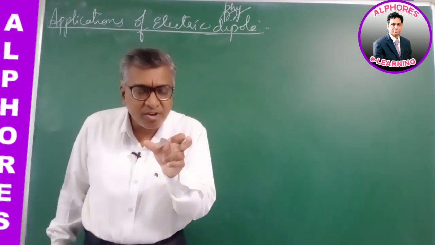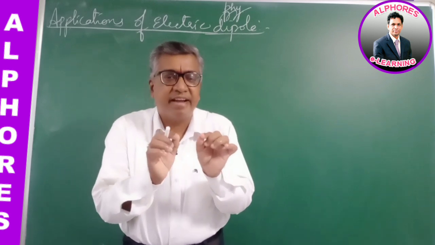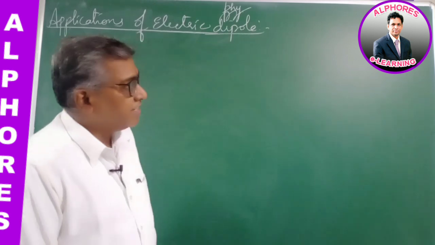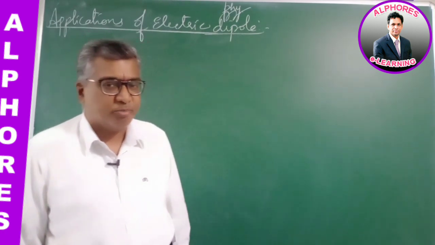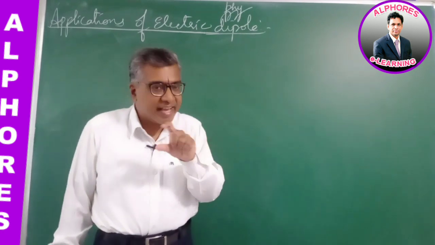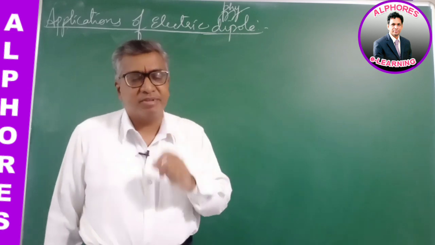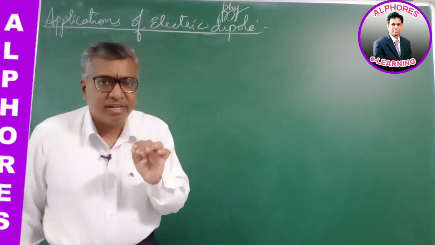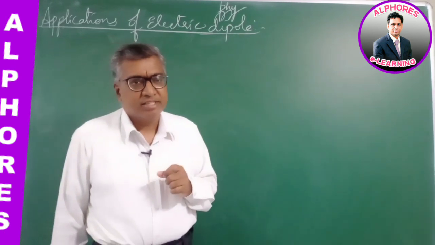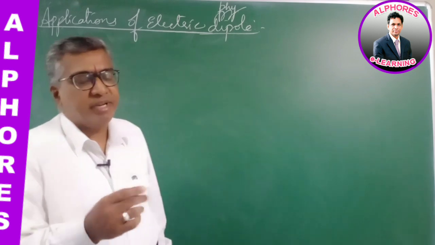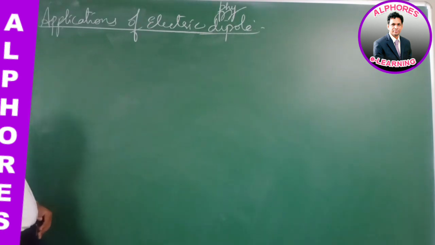Now, in the previous episode, we were learning about electric dipole. A dipole is a combination of two equal and opposite charges separated by a small and finite distance between them. The characteristic property of a dipole is the electric dipole moment. It is the product of the magnitude of either charge and the distance between the charges. This is the dipole moment, measured in coulomb meter. It's a vector quantity.